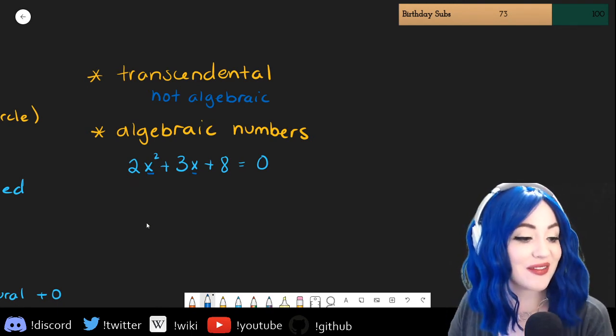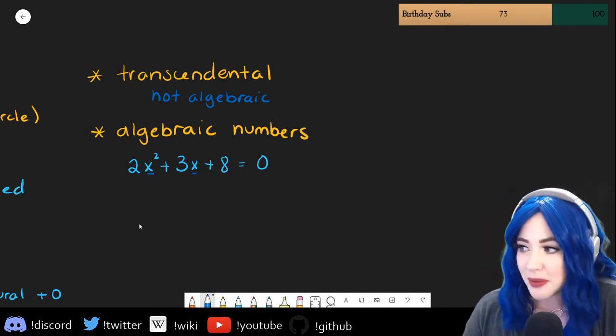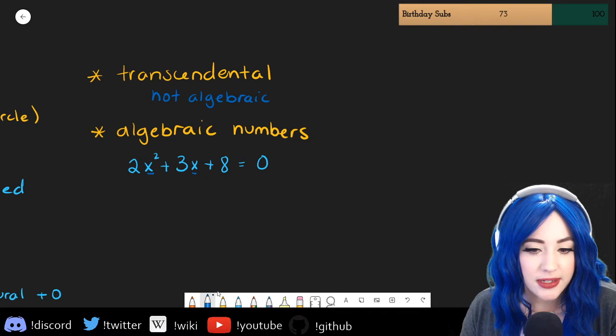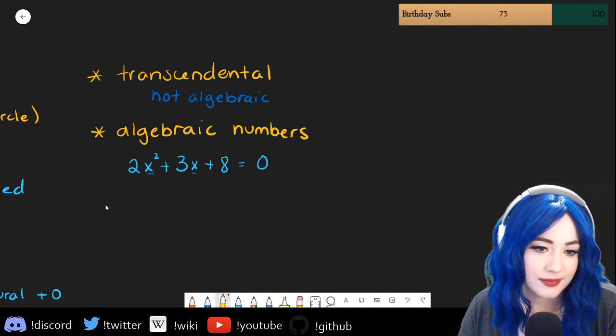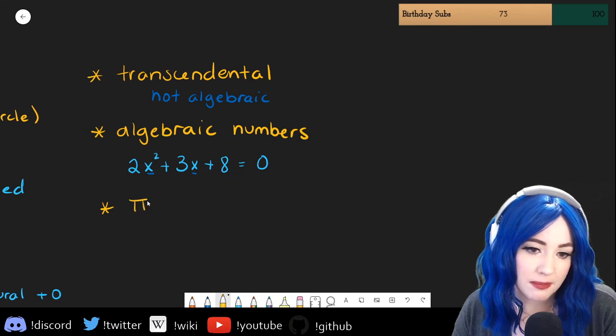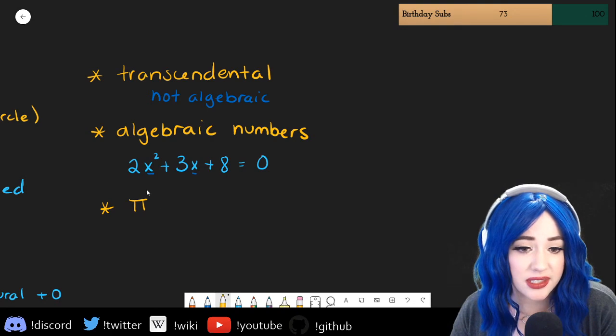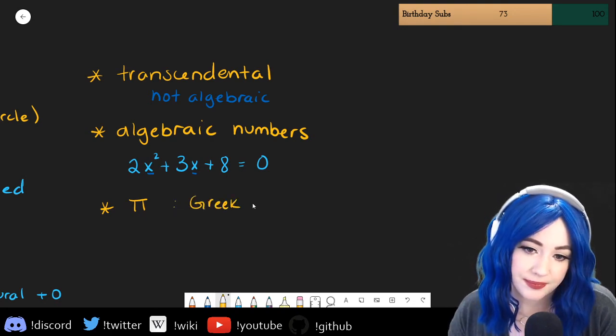And nevertheless, so, okay, now we've learned a little bit more about pi, but you might know that pi looks like this, right? And it's called pi because this letter is the Greek letter pi.